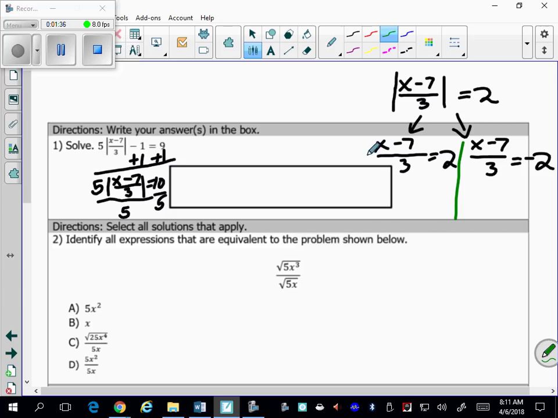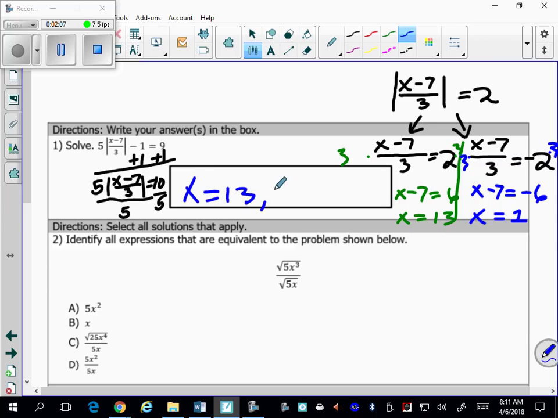For the first one, multiply by 3, and multiply the right side by 3. You get x minus 7 equals 6, add 7, and x equals 13. So that's one of your solutions. Then over here on the right, multiply by 3. You solve each equation separately. You get x minus 7 equals -6, add 7, and you get 1. So you have two solutions here: x equals 13 and x equals 1.